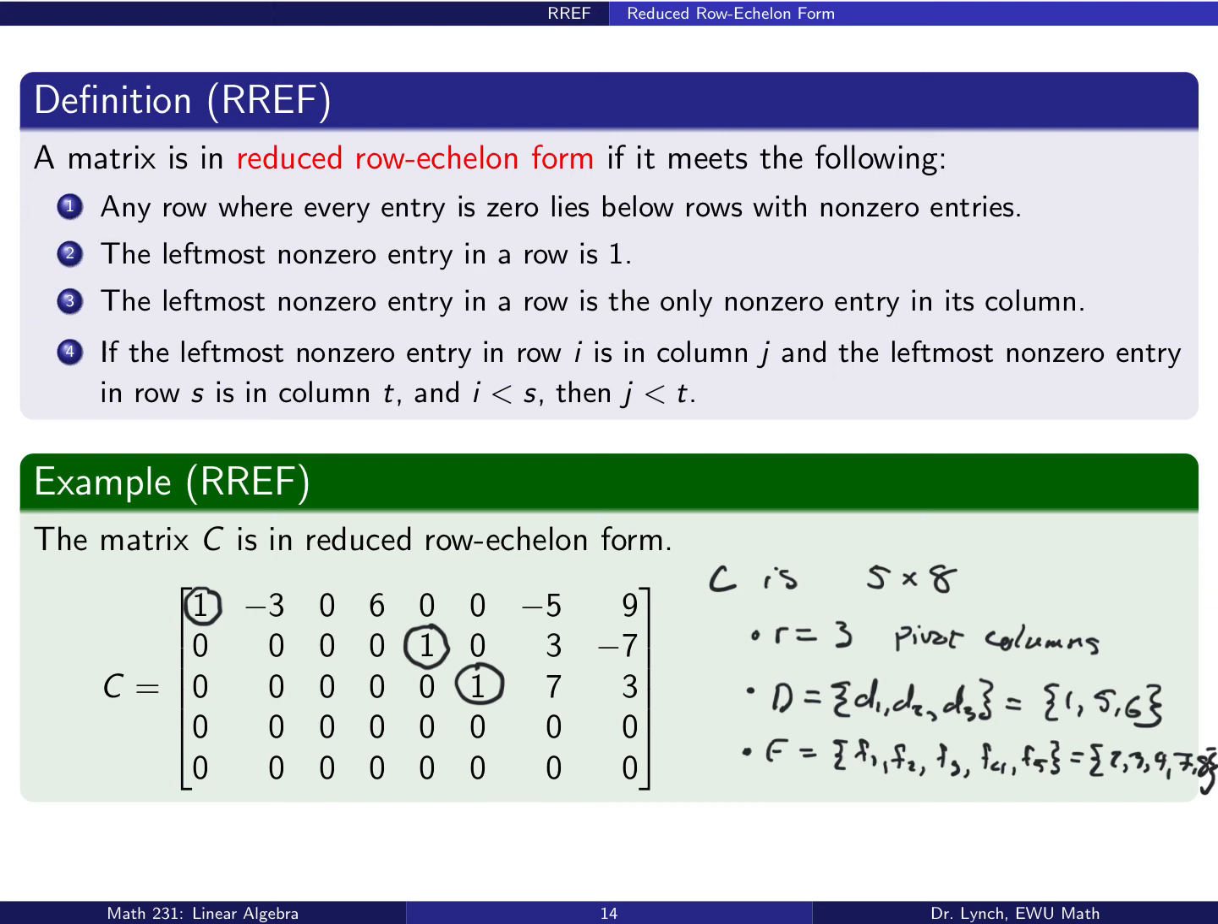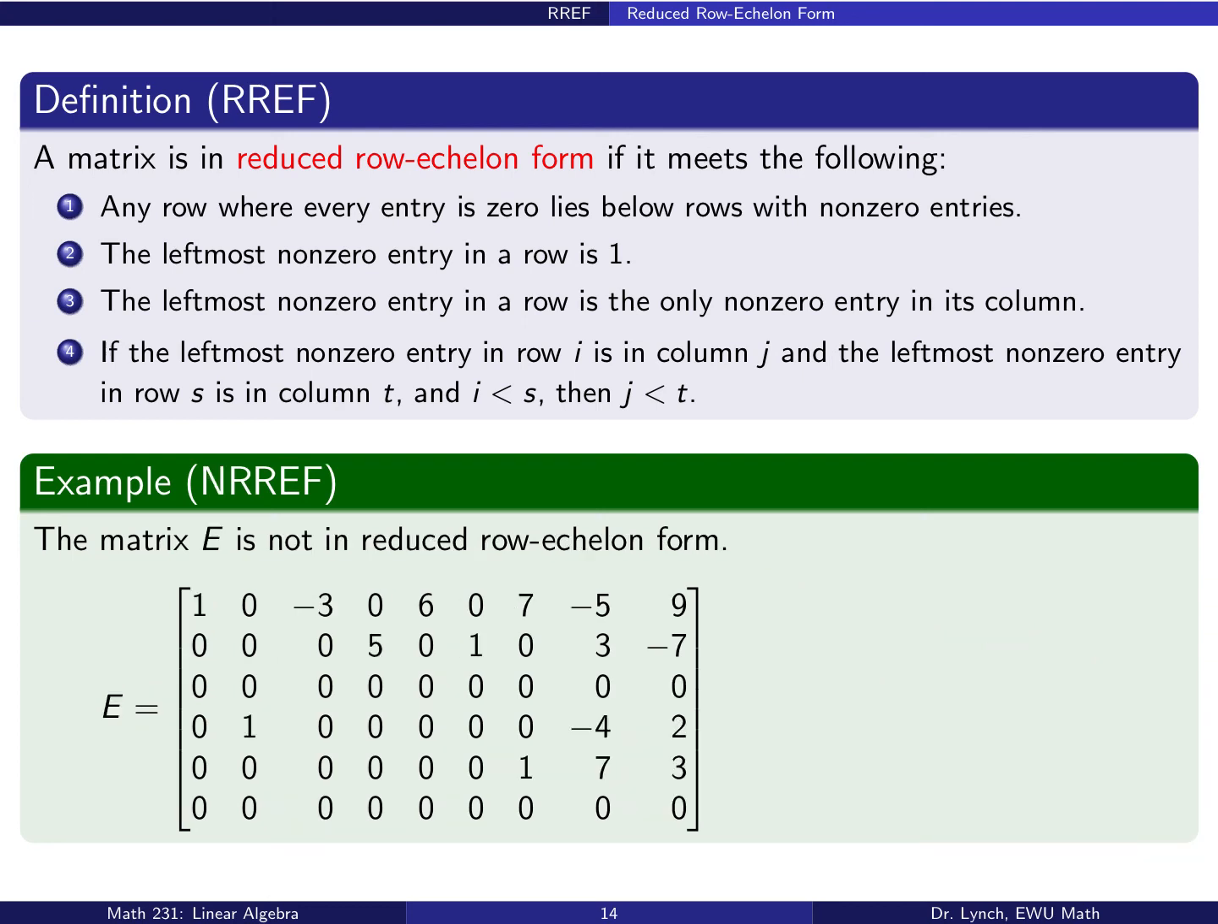Okay, so we can always do this given any matrix in its reduced row echelon form. Identify the number of pivot columns r, and then partition those column indices into the pivot columns and the non-pivot columns.